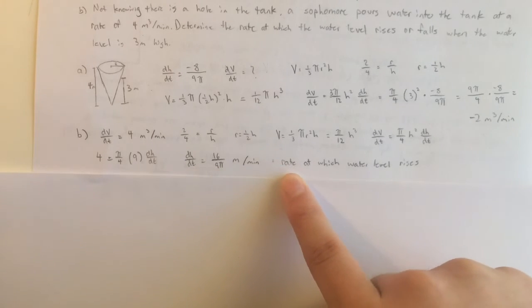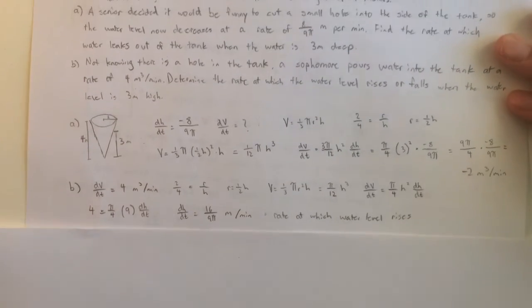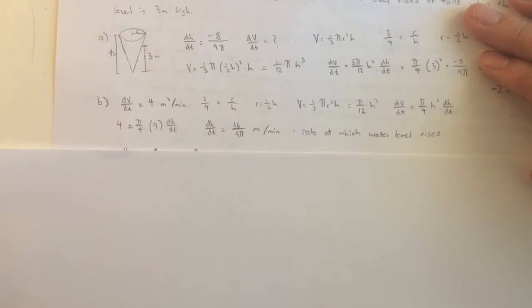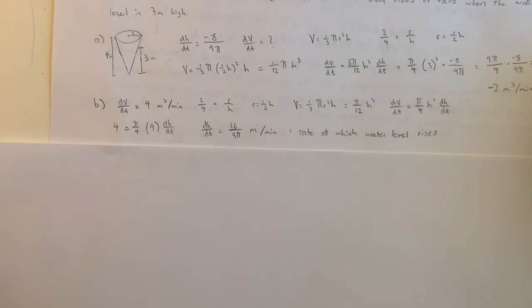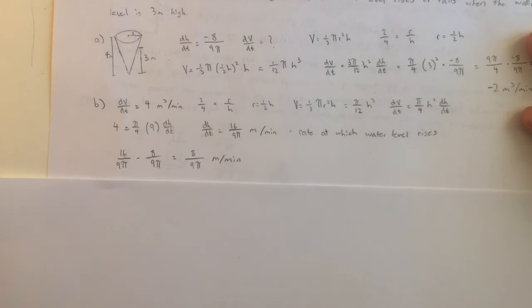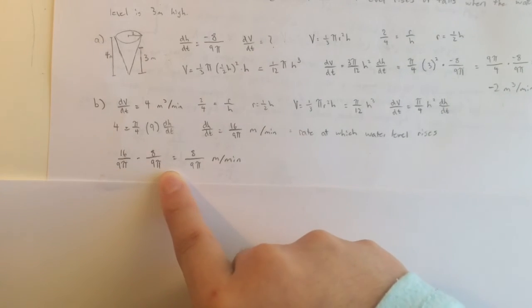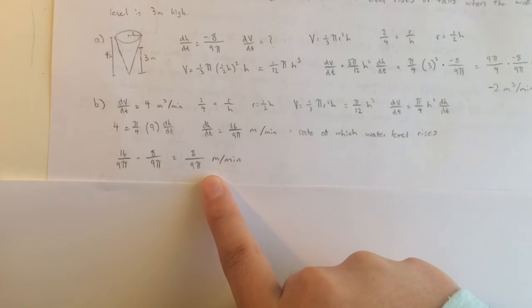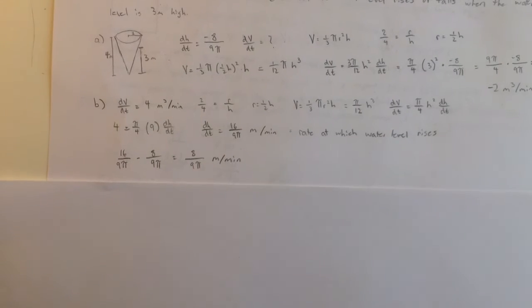But this is just the rate at which the water level rises, and we have to take into account the rate at which the water level falls, as given by this number in part A. So this is something that many students commonly forget about, and that is the rate at which the water level falls. So we have to subtract that from this number that we calculated, and we get 8/9 pi meters per minute. And again, don't forget the units.